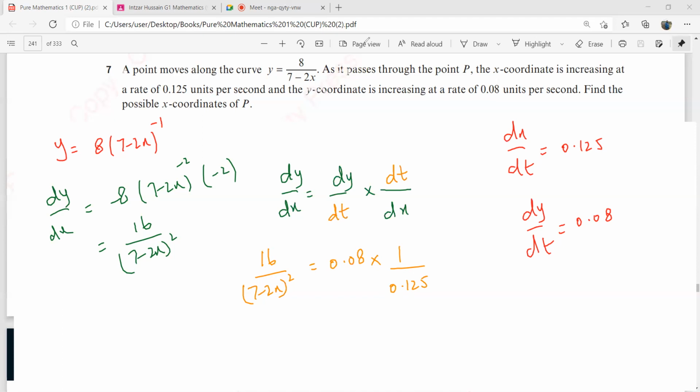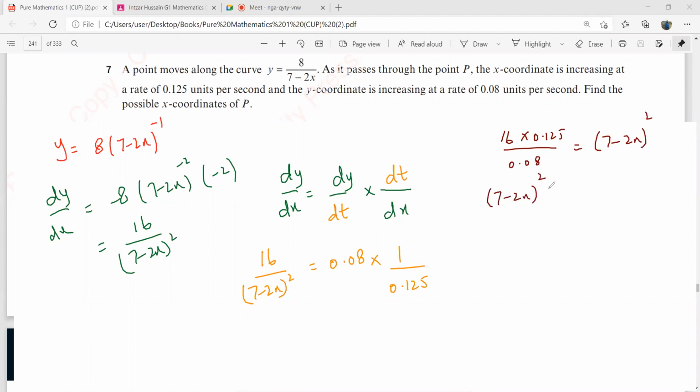Okay, so your favorite algebra comes in action here. So this is going to be 16 times 0.125 over 0.08, that is equal to (7 minus 2x) whole squared. So (7 minus 2x) whole squared is equal to whatever you have, you take the square root.